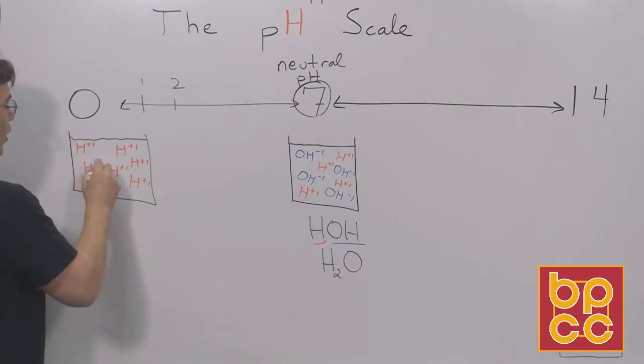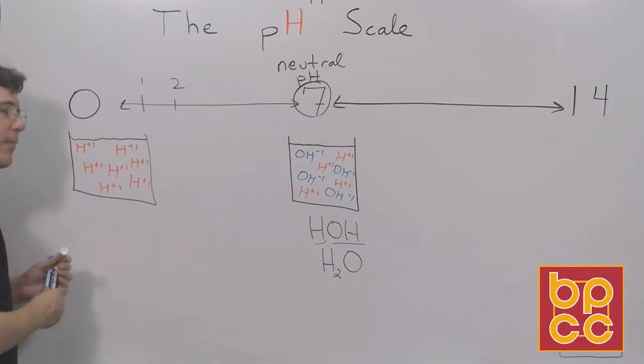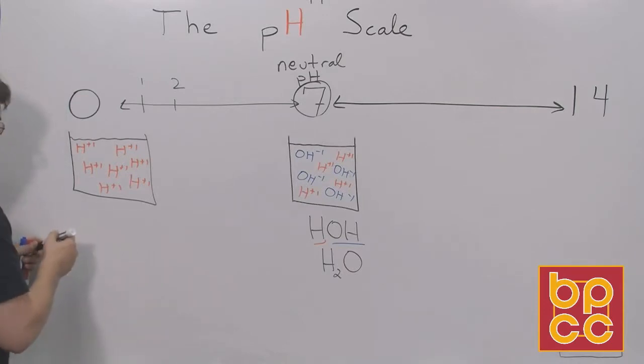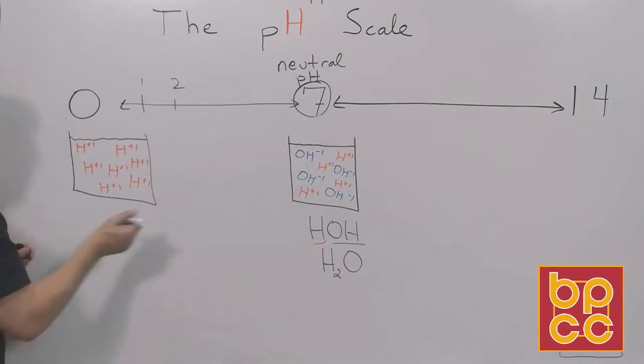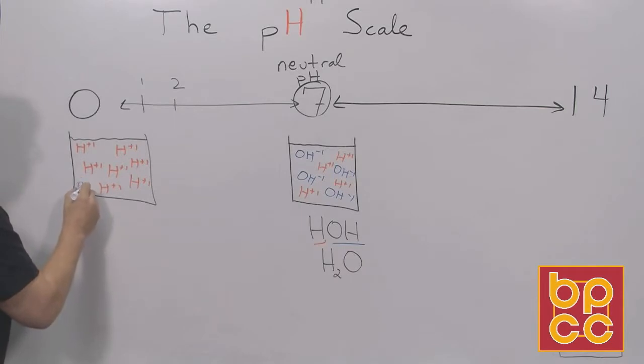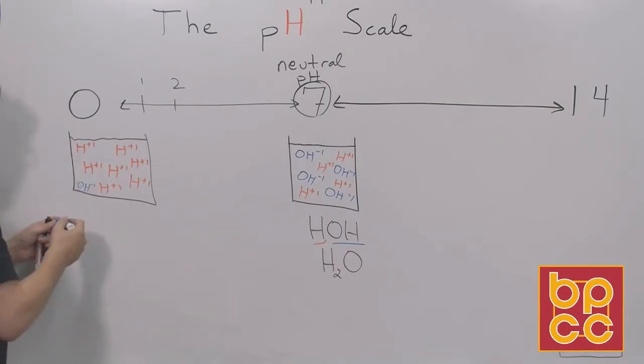Okay, so almost all H plus 1s in here. There may be one stray one in the corner, kind of lost its way, left over maybe. One little OH minus down here in the corner. But what's going to happen to that OH minus very quickly? It's probably going to be neutralized by any one of these H plus 1s.